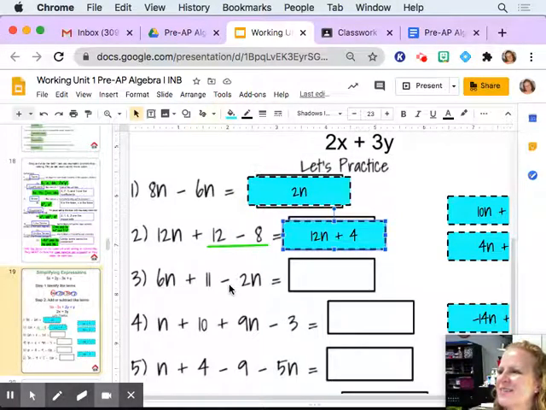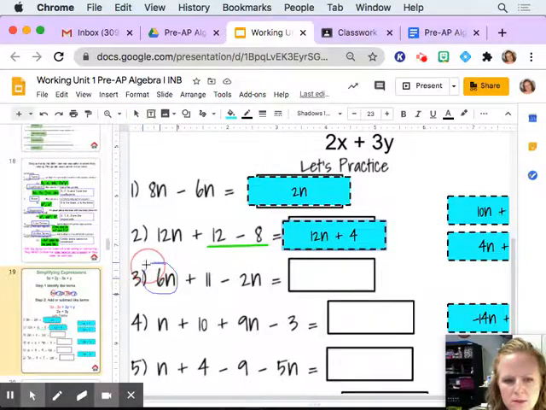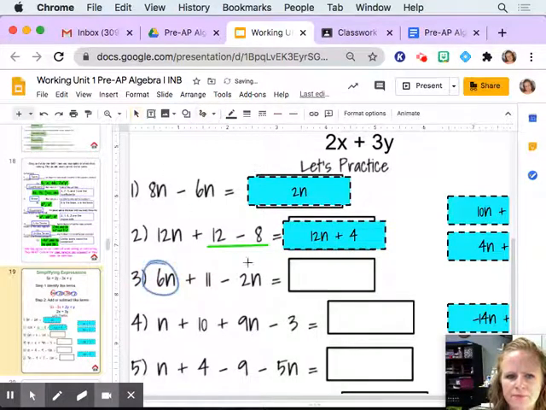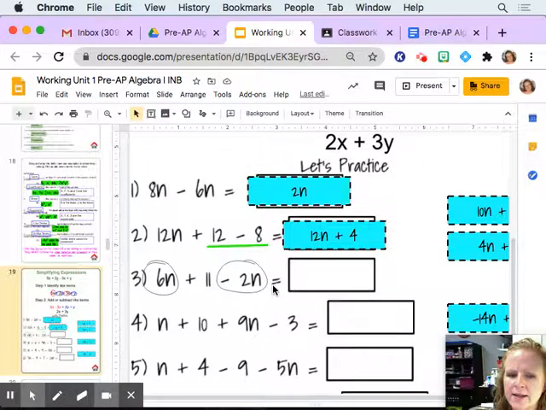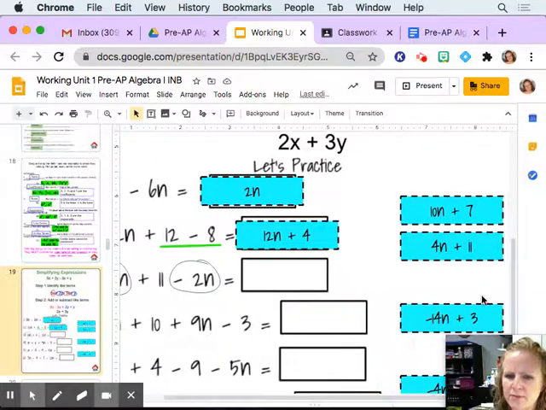6n plus 11 minus 2n. Which ones can I combine? 6n and then minus 2n. So it's still plus, yeah, 6n minus 2n is 4n, and then we still have this 11. 4n plus 11.